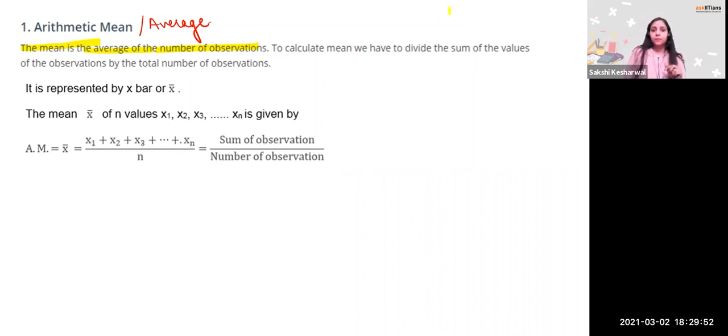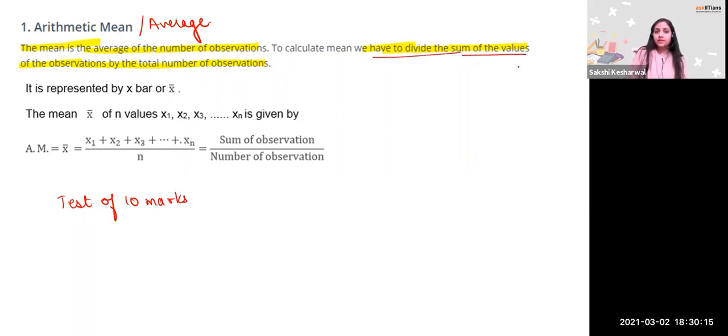To calculate the mean, we divide the sum of the values of the observations by the total number of observations, right? Let me give you a simple example. I took a test of 10 marks, let's make it easy so that you understand. It says divide the sum of the values of the observations by the total number of observations. So I took a test of maths, then science, then English. All of them are 10 marks, right?